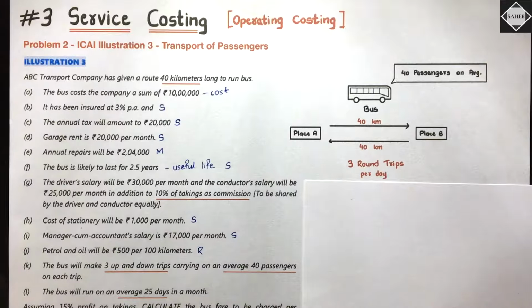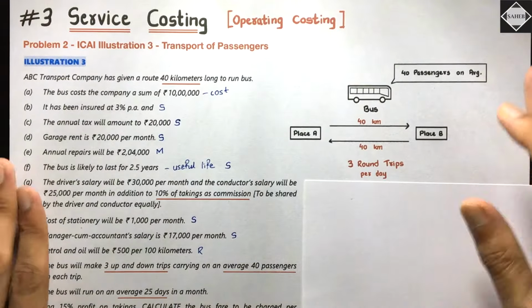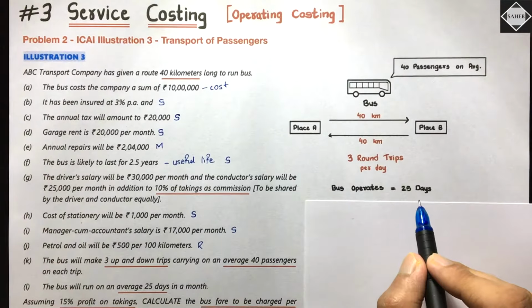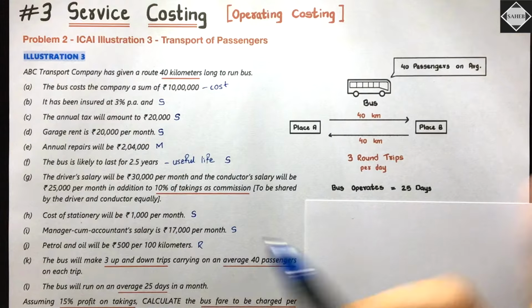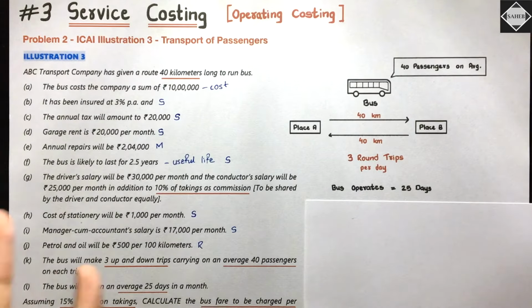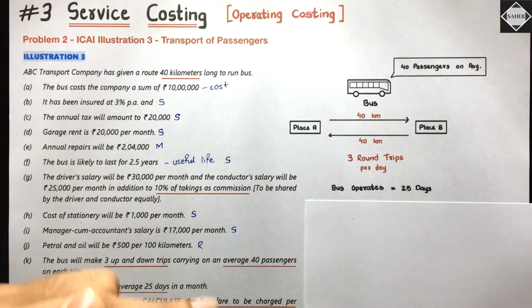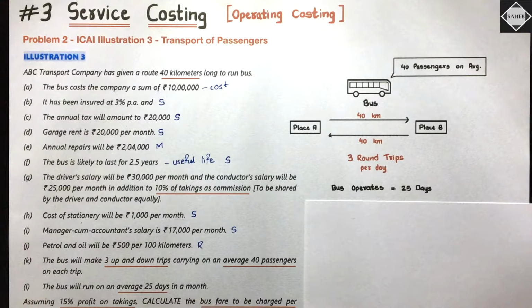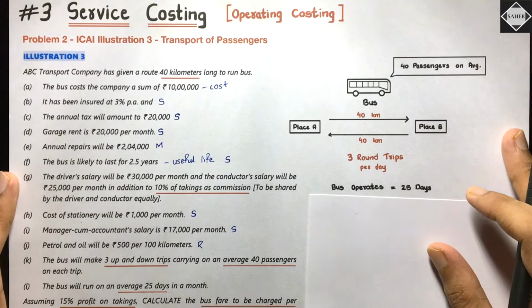Is it clear? Simple. Then they are saying the buses will run on average 25 days in a month, right? So the bus operates 25 days in a month. So 25 into 12 we have to do, because everything we are calculating on a yearly basis. So the denominator also we will have to calculate on a per year basis only. Is it clear? All right. We'll see while doing the calculation. It's really simple.